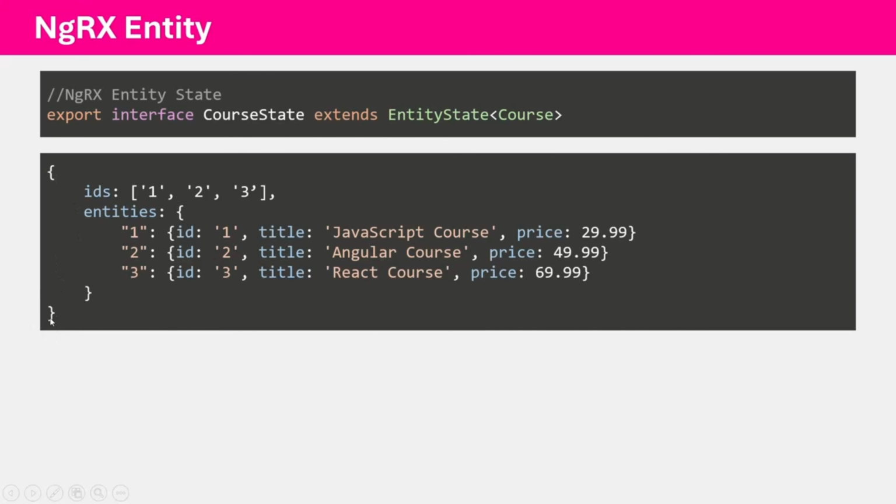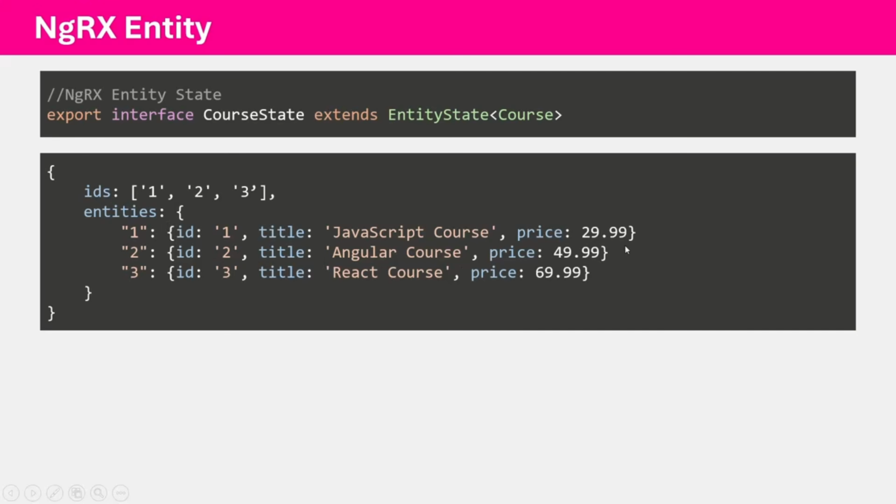And in that object, we will have two properties, ids and entities. This ids is going to store all the IDs of the courses which we have created. And this entities is going to store an object, and in that object, we will have the courses as key-value pairs. The ID of the course will be the key, and the course object will be the value for that key.